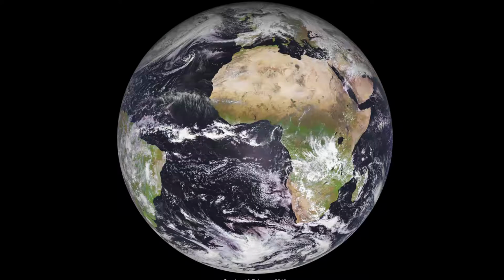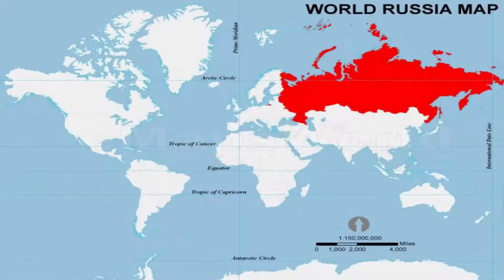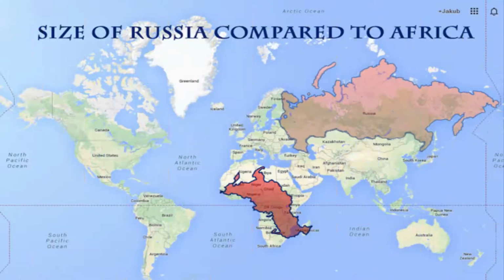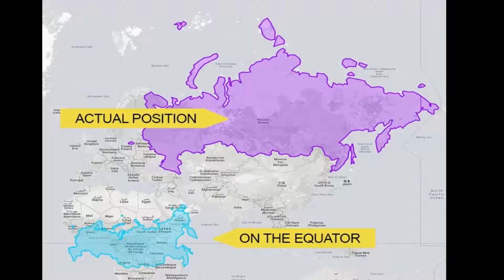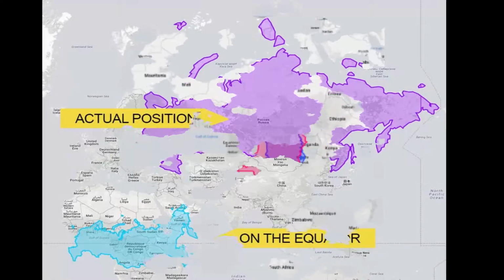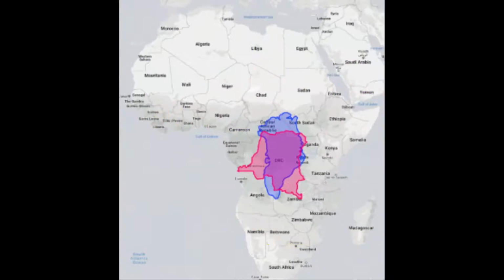To sum up, though Russia looks far bigger than Africa, this is what you will get if you superimpose the two areas. The Democratic Republic of Congo is also way larger in area when compared to Greenland.